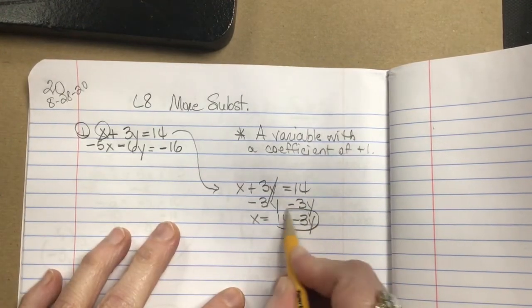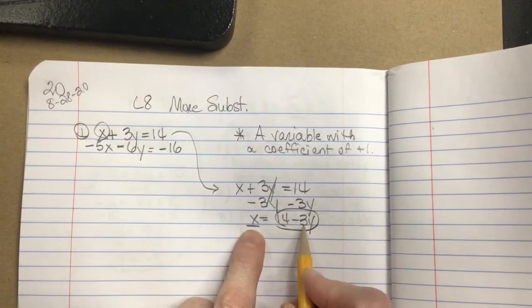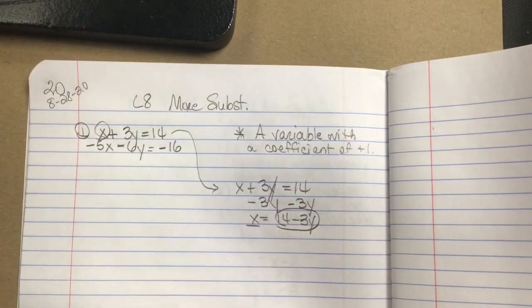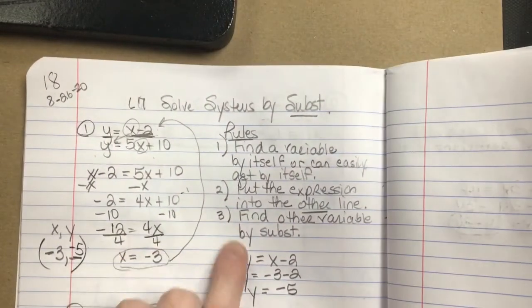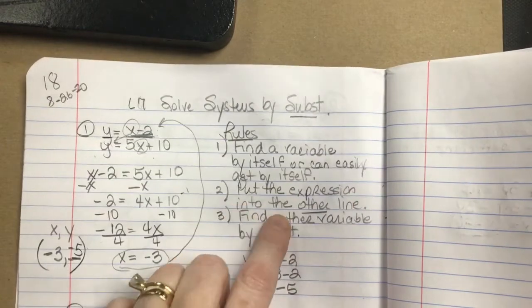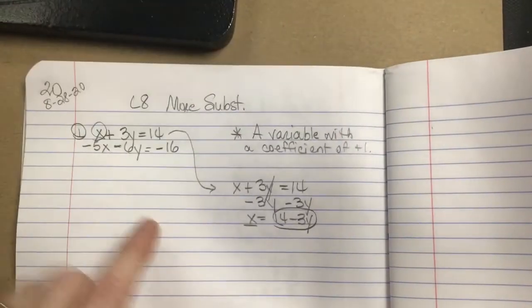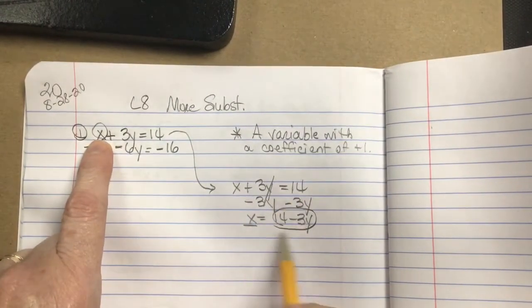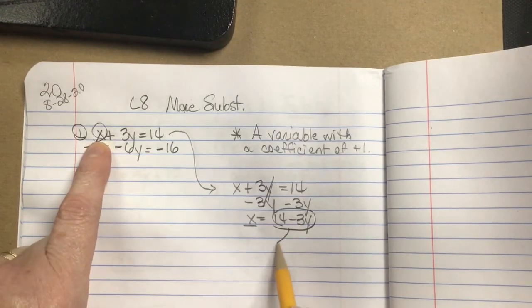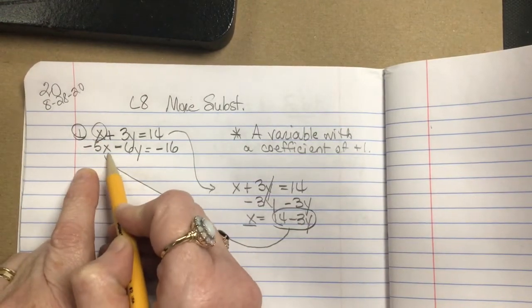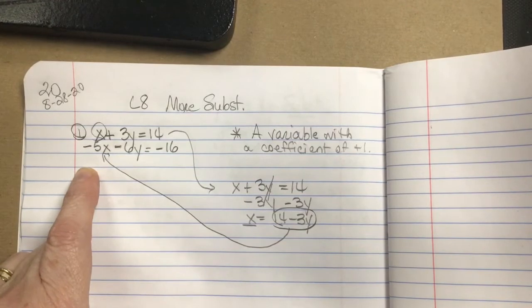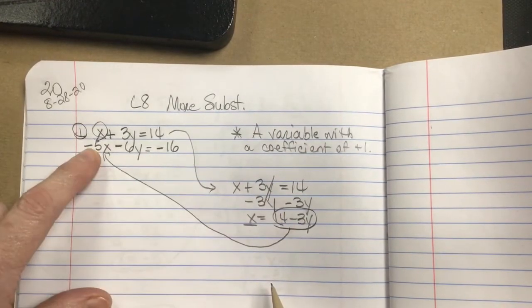So now we know that x and 14 minus 3y are equal to each other. Your next step said, put the expression into the other line. So we took that one, wrote it as x equals. Now we're going to take this and put it back right there for x. We put it into the other line for substitution.